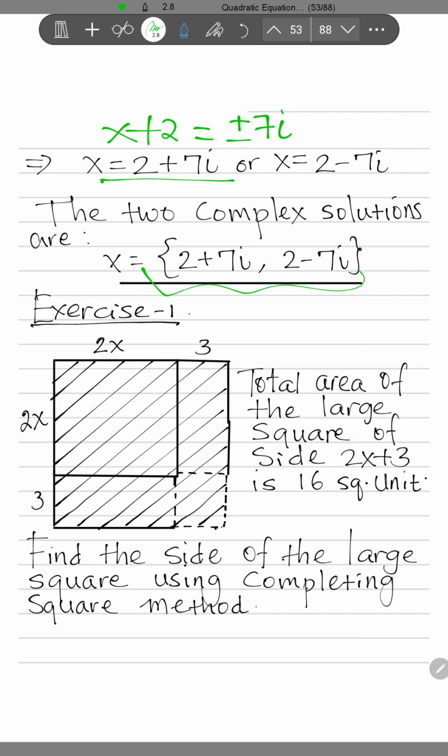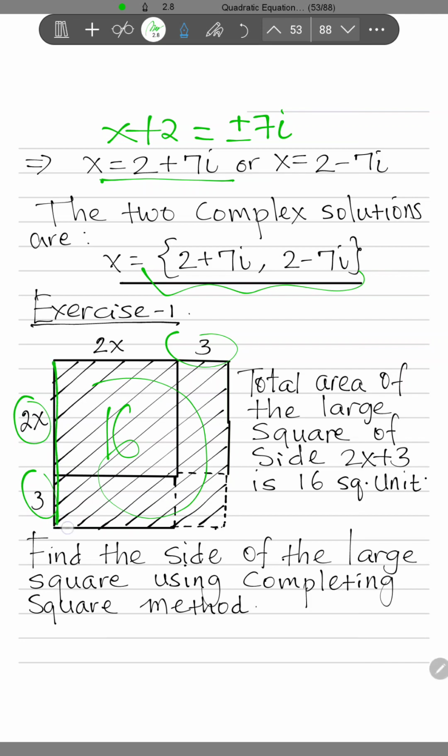This is an exercise. The total area of the square of side 2x plus 3, 2x plus 3, is 16 units. That side also 2x plus 3. Total shaded part is 16 units. Find the side of the large square using completing the square. The side of the large square.